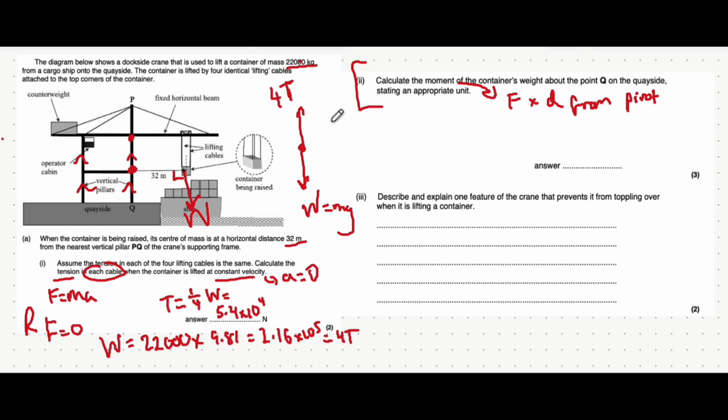What we do is we take the force due to the weight, which is this value here, 2.16 times 10 to the power of 5. You multiply that by the distance of where the mass is located from the pivot, which is 32 meters, and you can make all of that equal to the moment. So let's do that. When you do that in your calculator, you get 6.9 times 10 to the power of 6 newton meters.